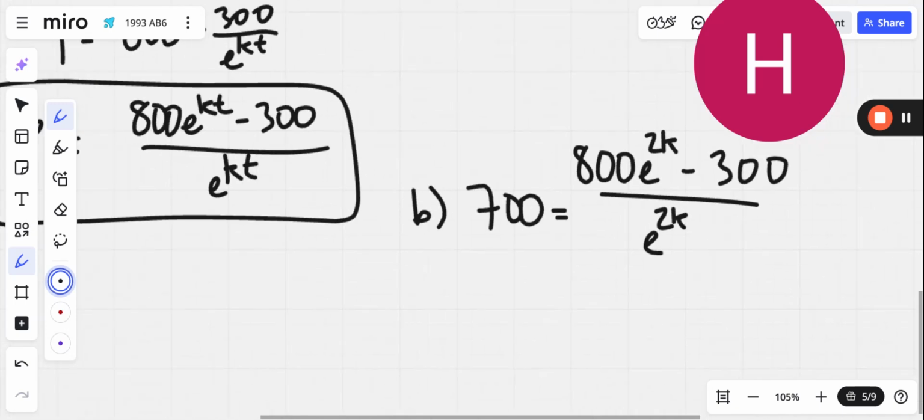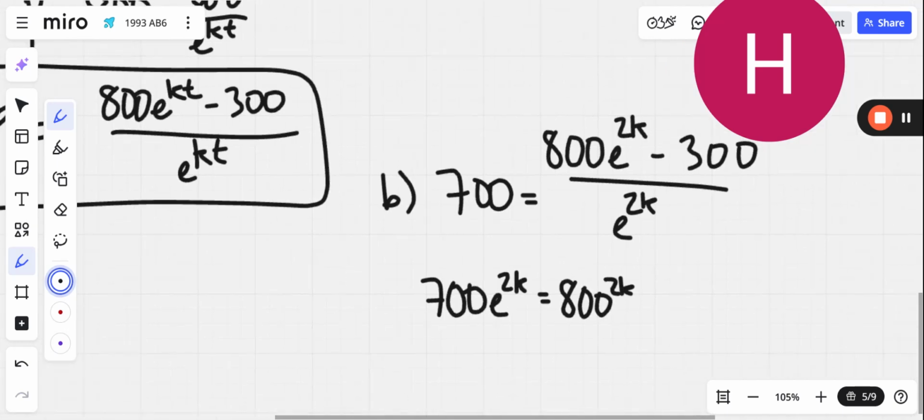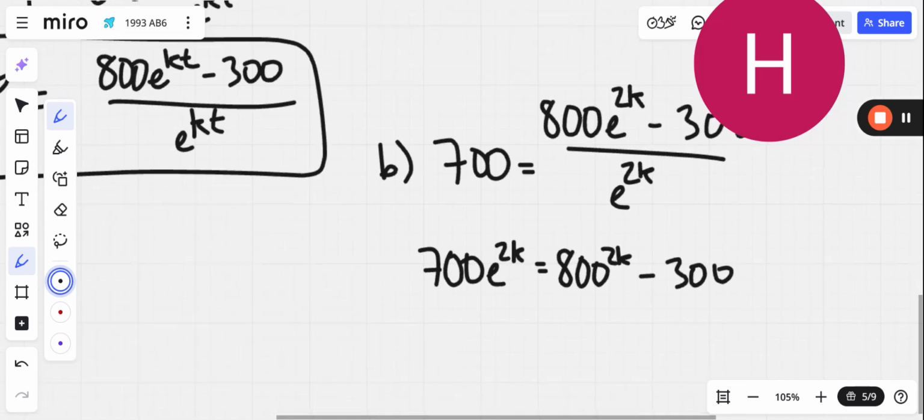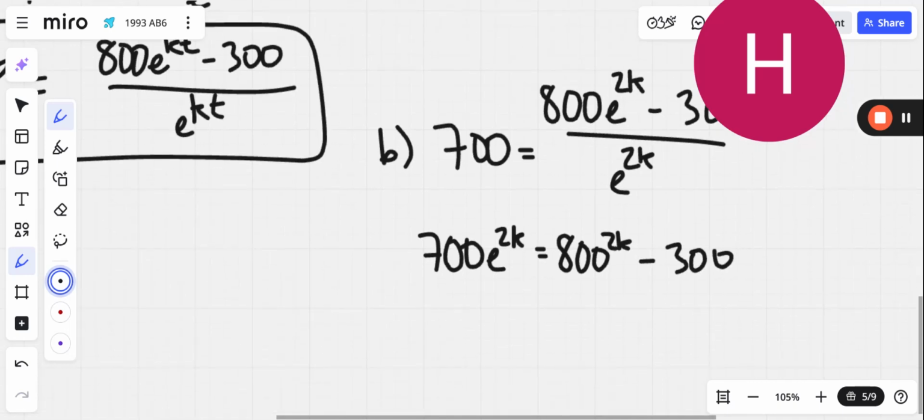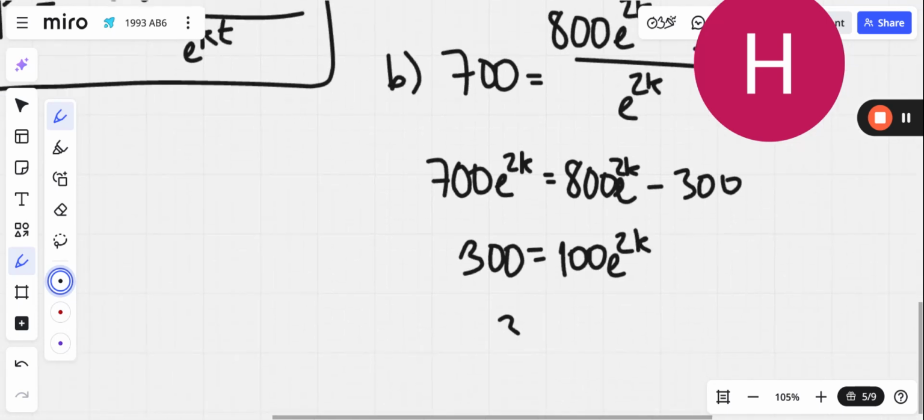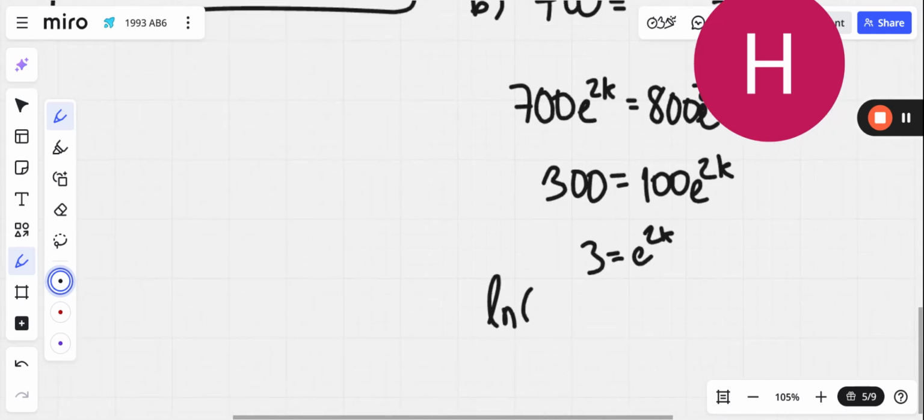And here's where things work out really nicely. We're just going to multiply both sides. That's why I choose this model. We're going to multiply both sides by e to the 2k. Even though it took a little bit of work to get it into this format, it's so worth it. That's pretty straightforward. So we add 300 on the other side, subtract 700 on this side, and we get 300 equals 100 e to the 2k. Oh, whoops, lost my e. And so we just get 3 equals e to the 2k. Therefore, 2k equals ln of 3, and k is simply going to be ln of 3 over 2.